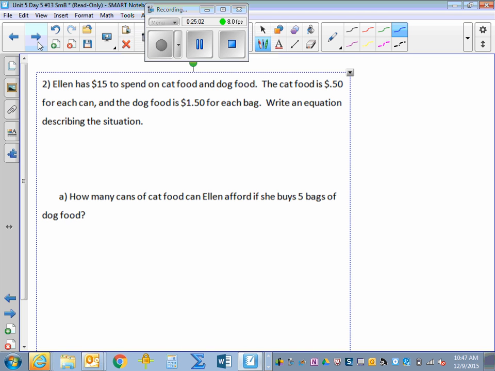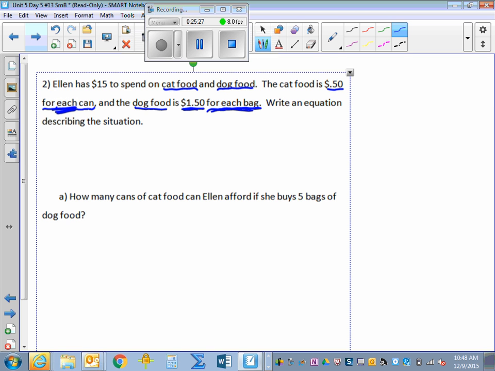Alright, so it says that we have cat food and we have dog food. And cat food is 50 cents for each can. You can think of that also as per can. And the dog food is $1.50 for each bag. So what are we going to have to do with those? Right, we're going to multiply those.